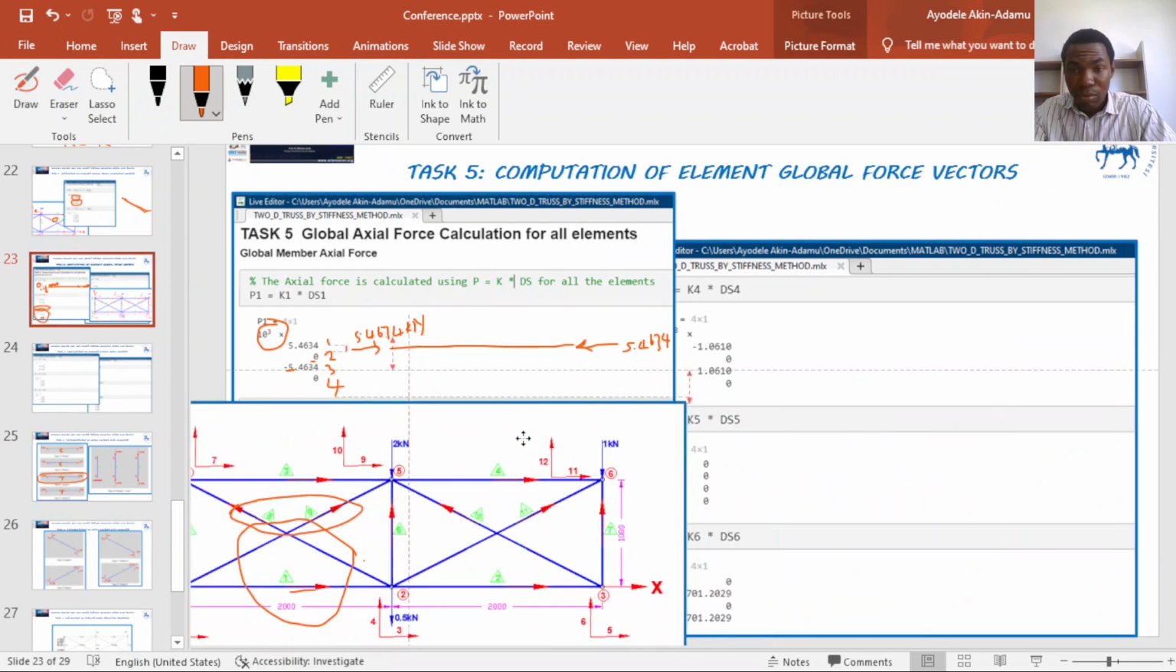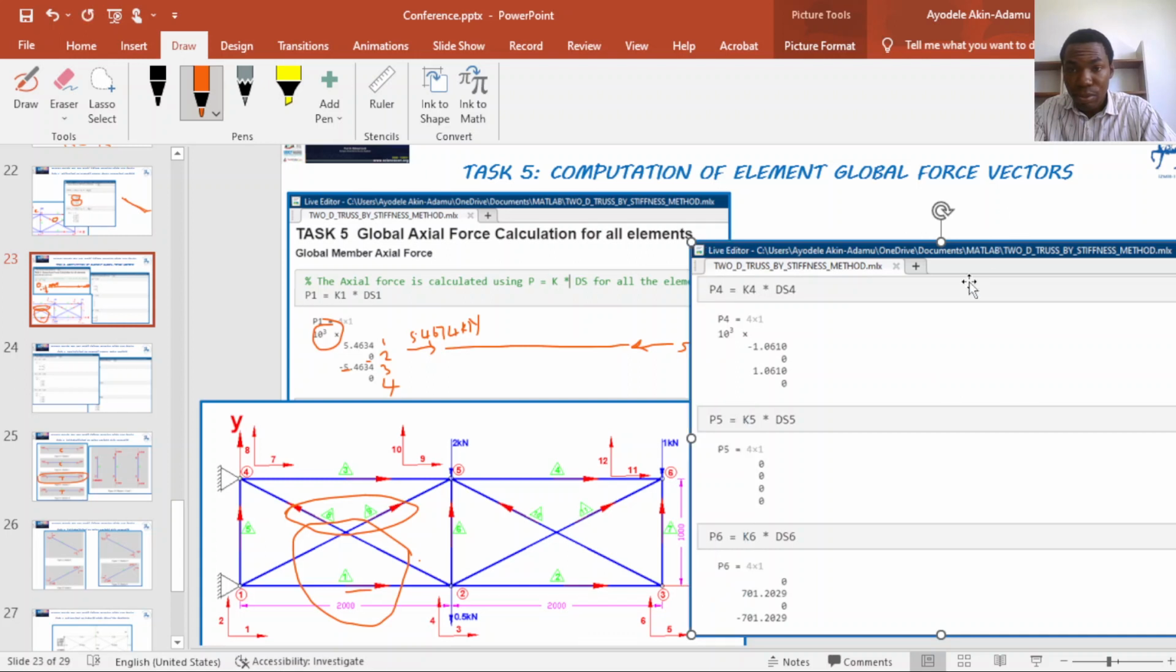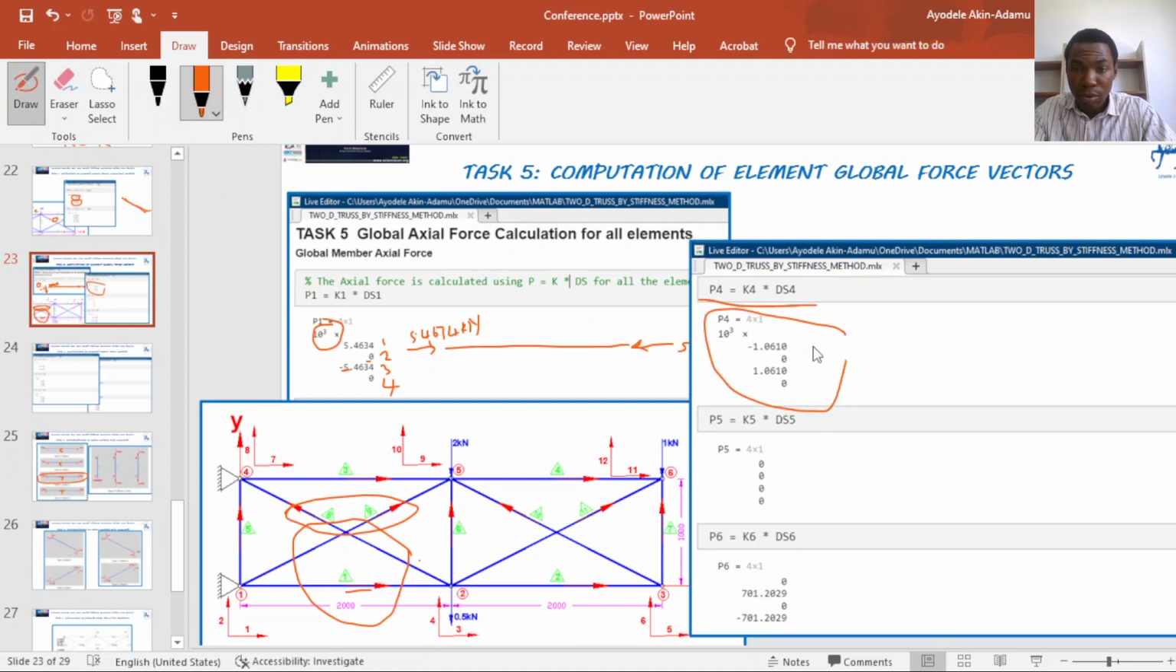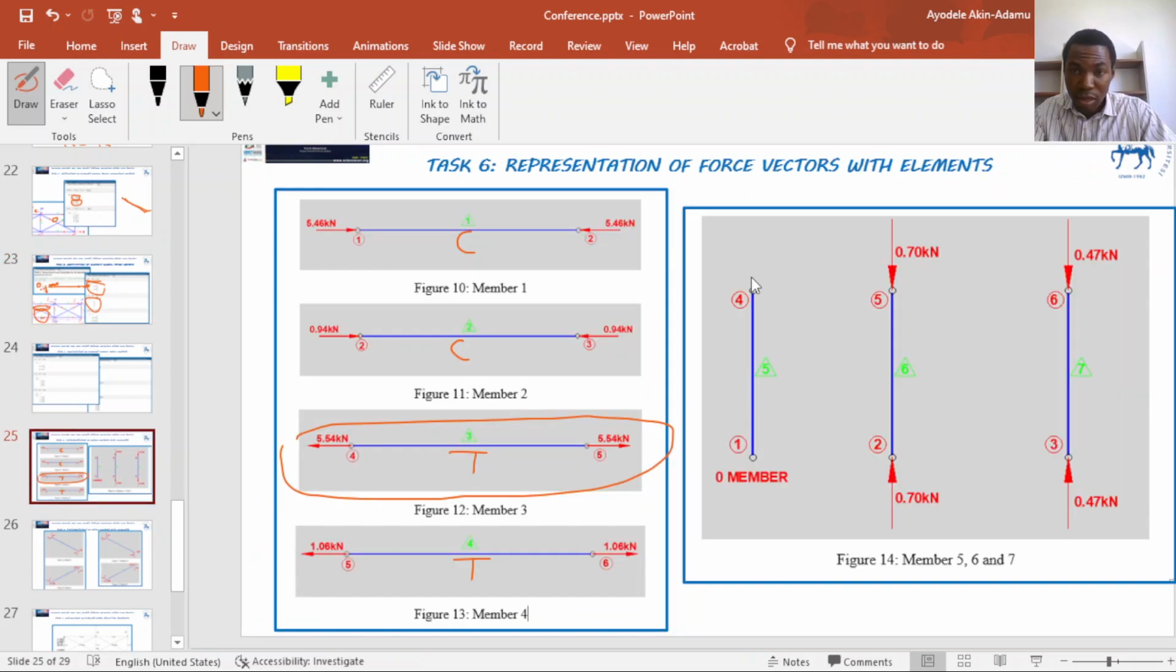Let me put this here, bring this to the front. So for element 4, this is the force vector computed using this Matlab code. Element 5 is a zero member without any force here. If we use this Matlab code, we get 0, 0, 0, 0. Did I define element 5 here? Element 5, which is here, I didn't define any force, I didn't put any force on the node, as you can see.